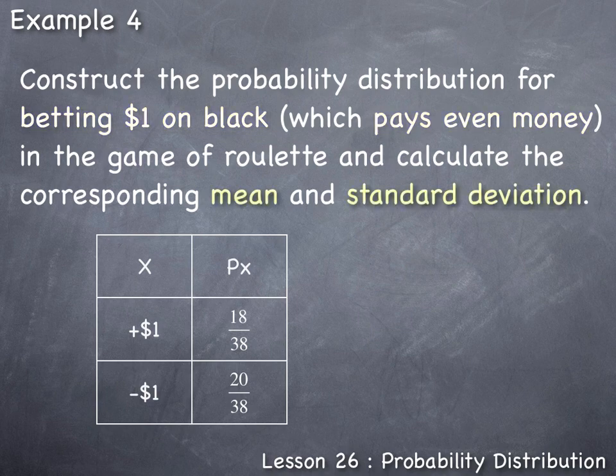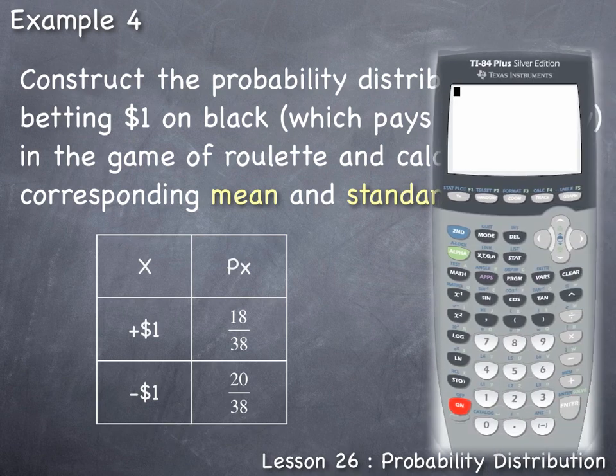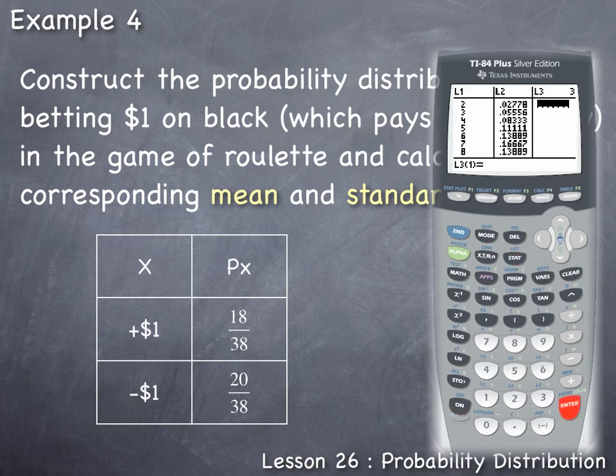Now we need to calculate the mean and the standard deviation. We will use the TI-84 calculator to help us calculate the mean and standard deviation. To calculate the mean and standard deviation based off a probability distribution, we first have to enter the probability distribution into the lists of the calculator. We do this by pressing Stat, Enter, to get to the list editor.